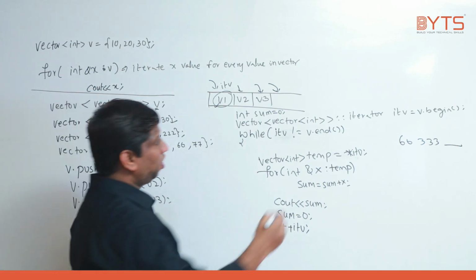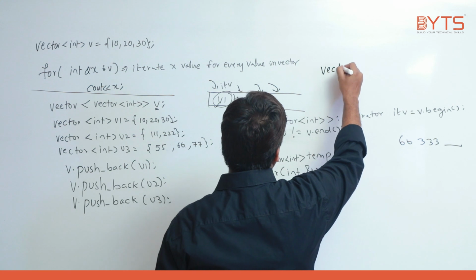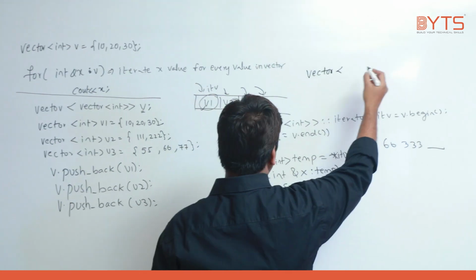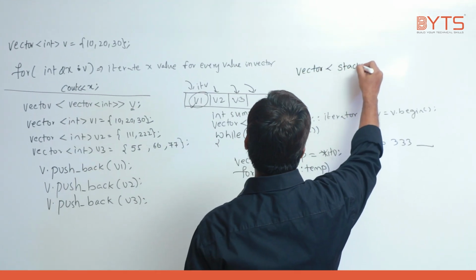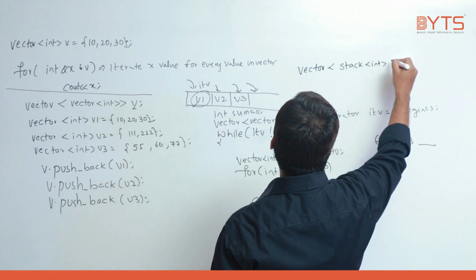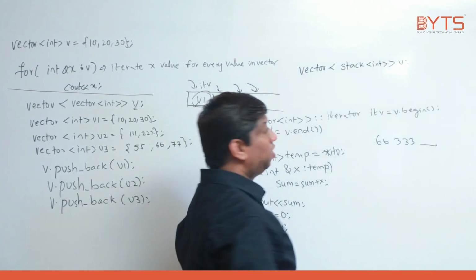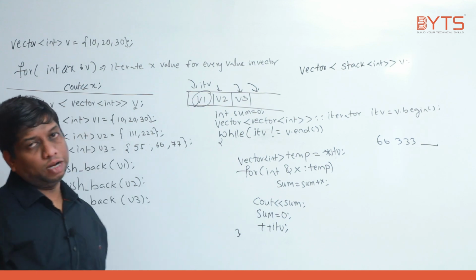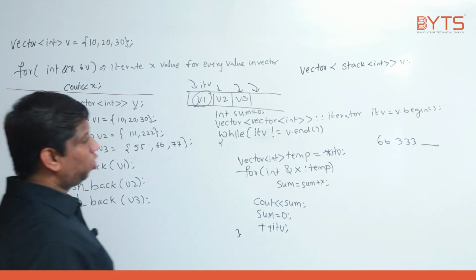Even this way also you can create. vector<stack<int>> v. What is the meaning of this statement? In the vector, every element is a stack type. I hope this is very clear.